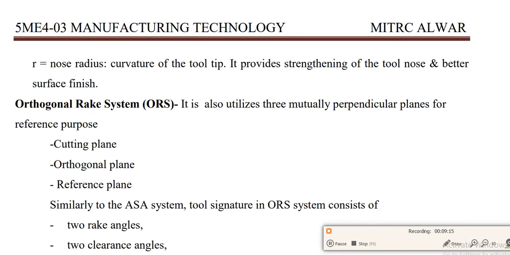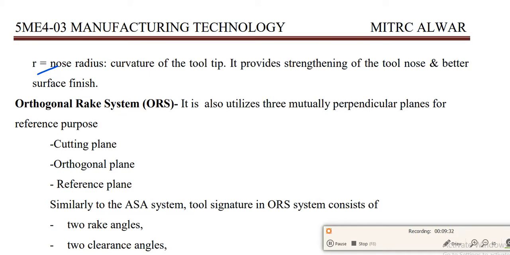Now further, r is the nose radius, and it is the curvature of the tool tip. It provides a strengthening of the tool nose and better surface finish. So these are the various parts of the tool geometry in the ASA system.